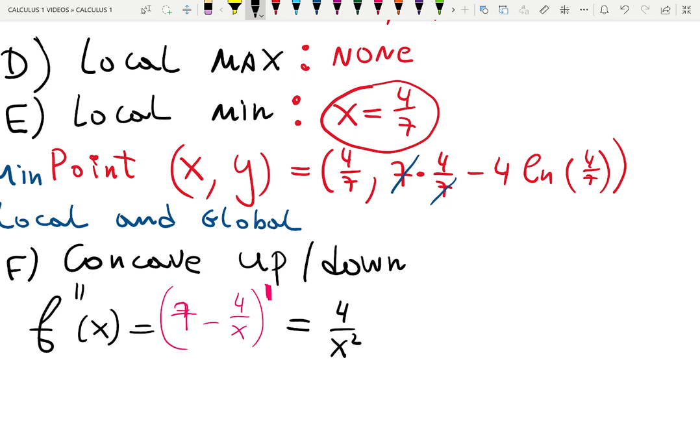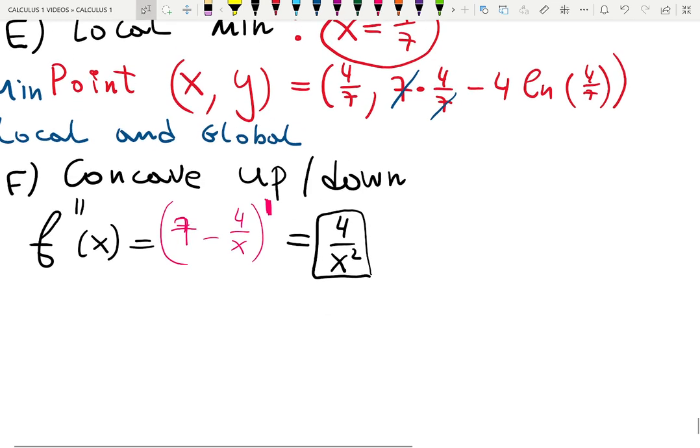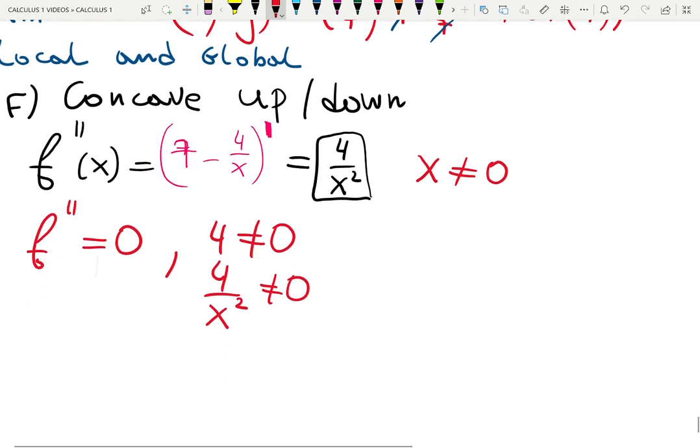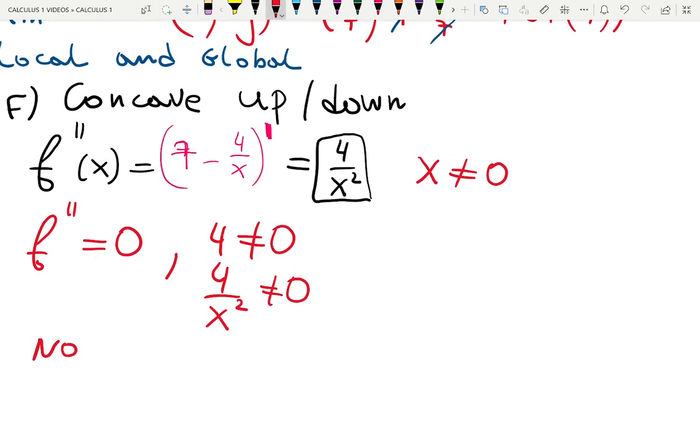That's a very nice second derivative. Put this in the box. So again, we're doing the same process. Where is it 0 and where does it not exist? Well, x is not 0, so there are no bad points here. We only need to figure out where it is 0, but that comes from the numerator. 4 cannot be 0. Thus, 4 over x squared cannot be 0. Thus, we can say that there are no solutions.